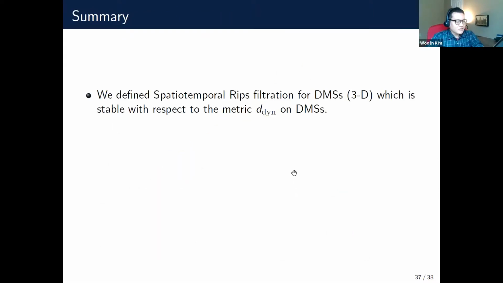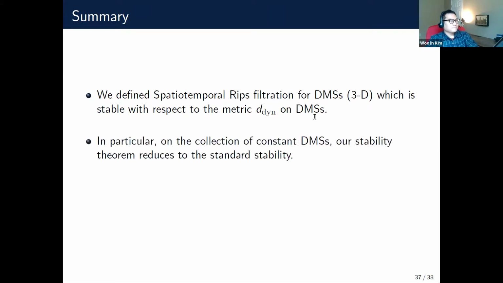So here's a summary. We defined spatiotemporal Rips filtration for dynamic metric spaces, which was stable with respect to the metric we introduced on dynamic metric spaces. And on the collection of constant dynamic metric spaces, our stability theorem reduces to the standard stability theorem about metric spaces and Rips persistent homology. Also, I showed you a classification task using Boids simulation.